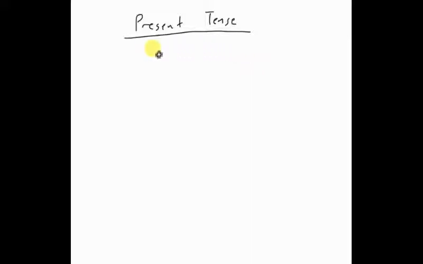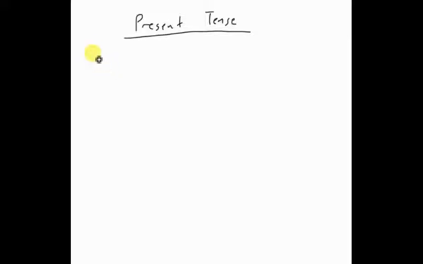So each verb in Greek has two stems. One stem for the durative aspect and the other stem for the aorist aspect. But we said that the present tense, or the present time rather, does not differentiate between the aorist and the durative.